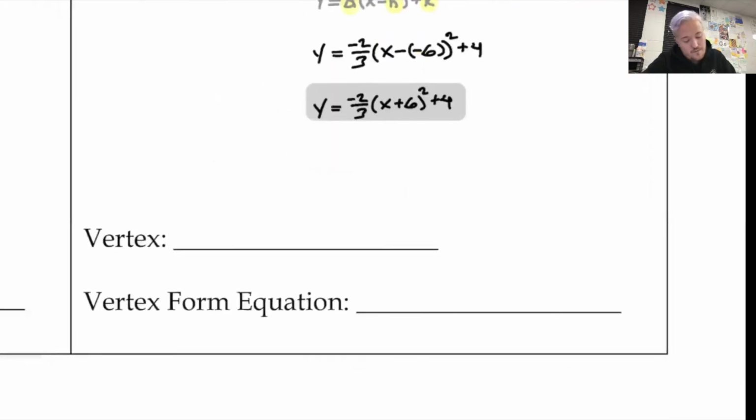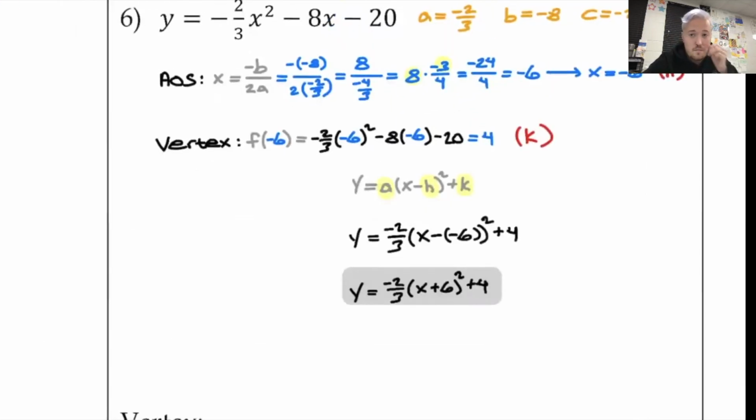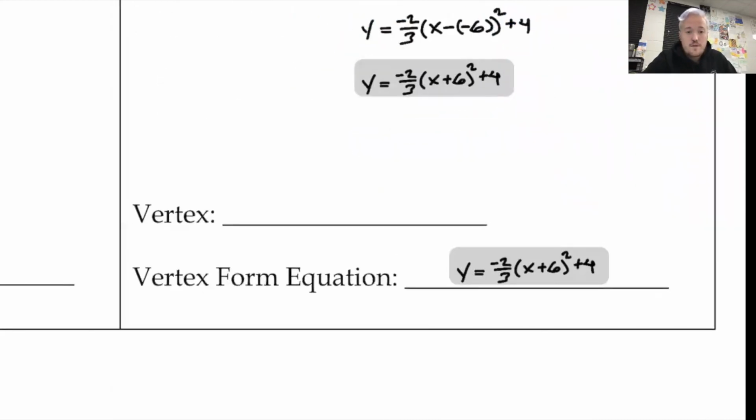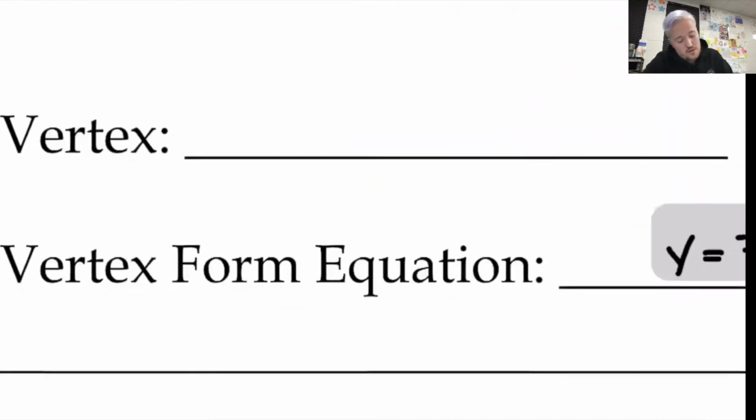All right, so the fractions from the very beginning just make the process a little bit more rigorous and a little bit more challenging, but it's still doable. Plus, if you have a calculator, it will literally do it for you. All right, and you got to fill in the vertex, which is negative 6, 4.